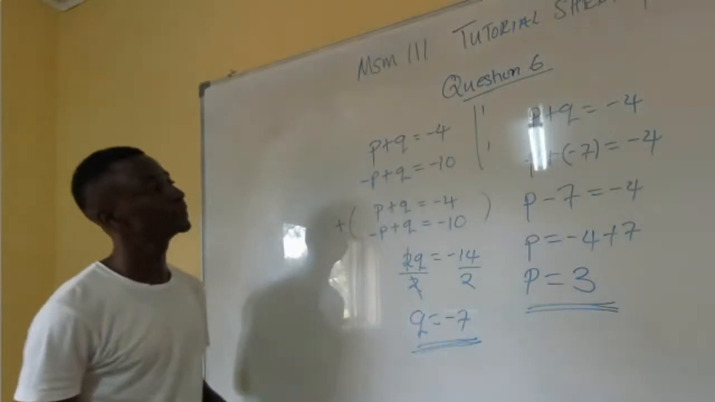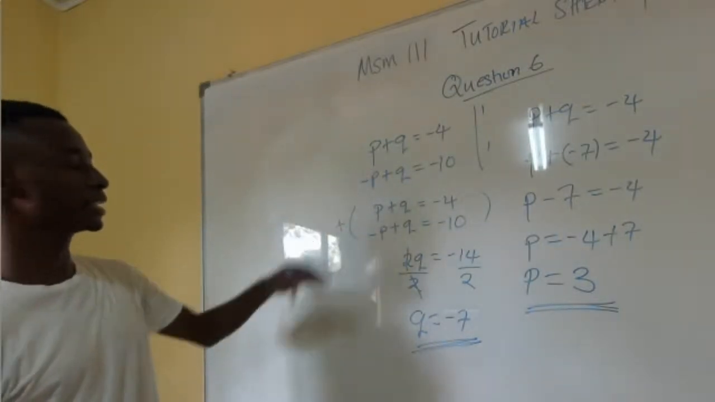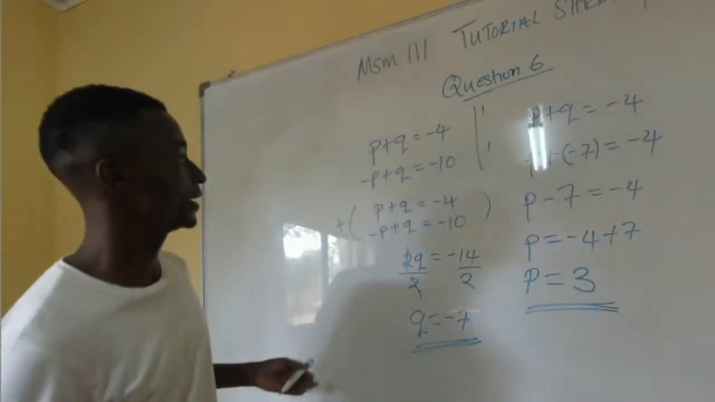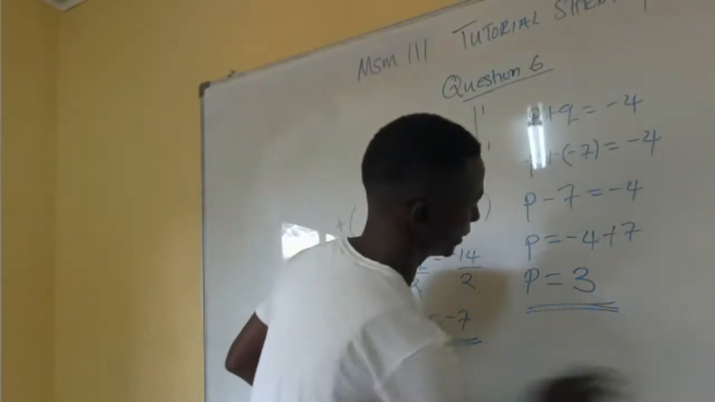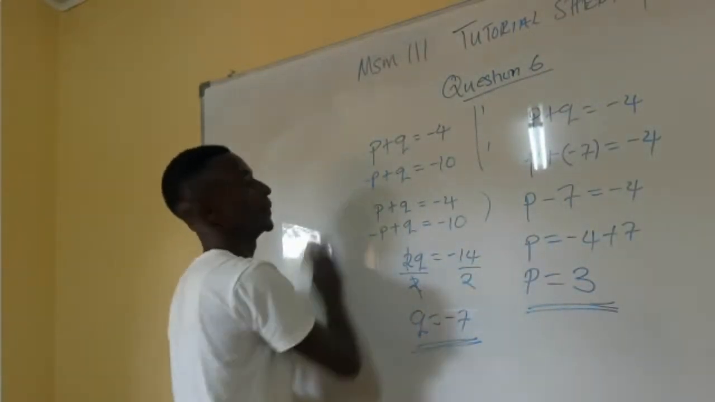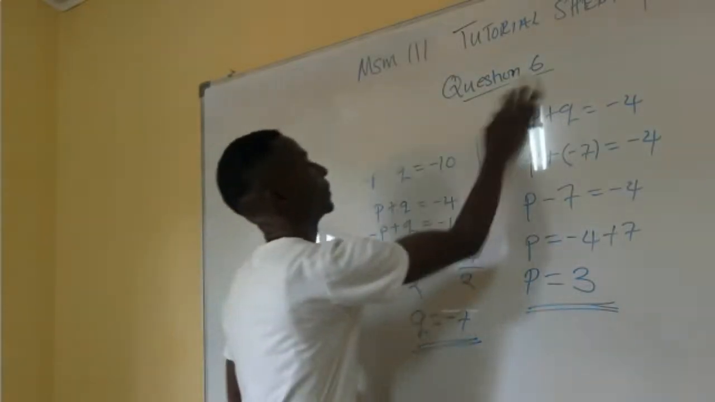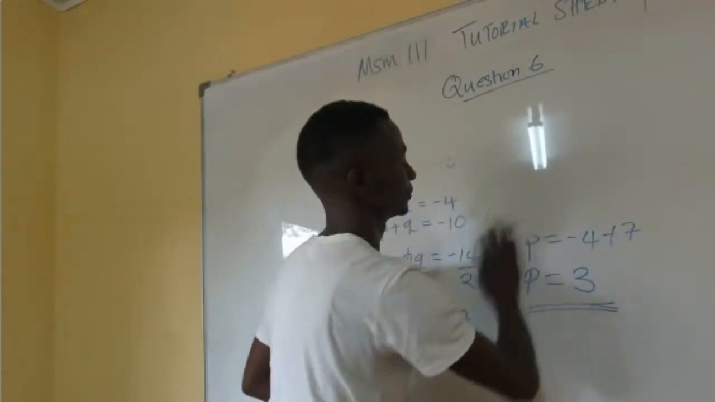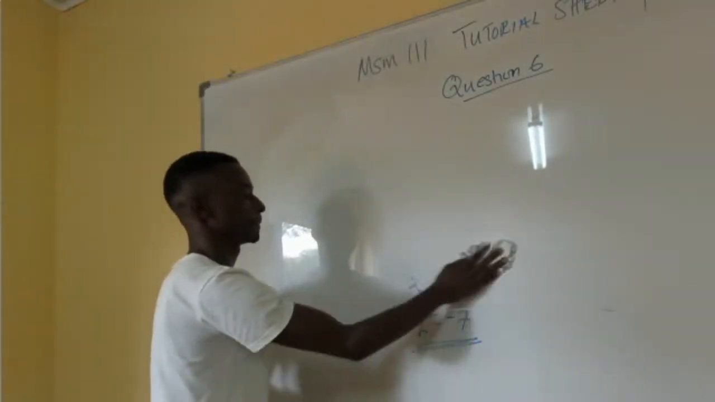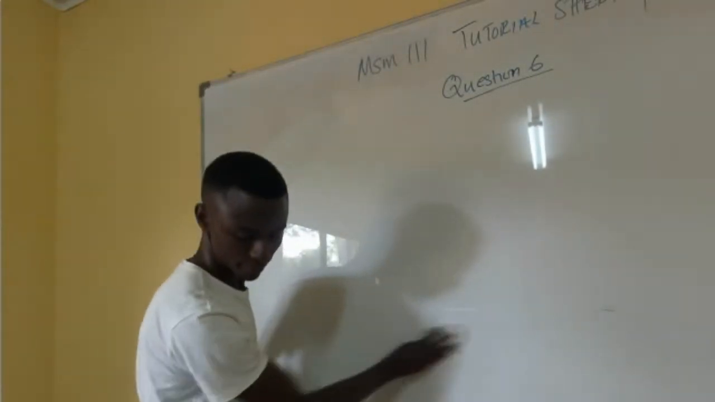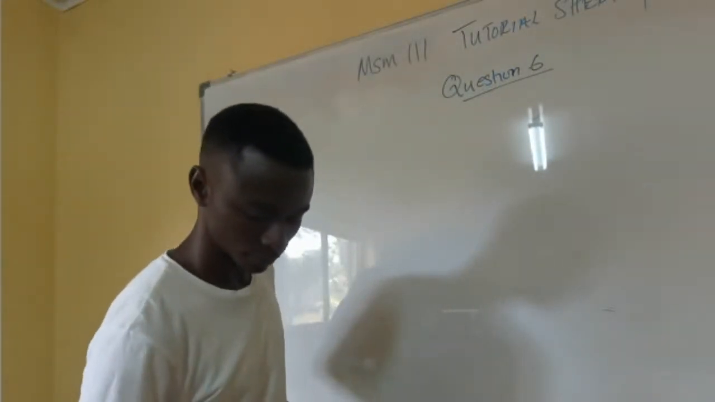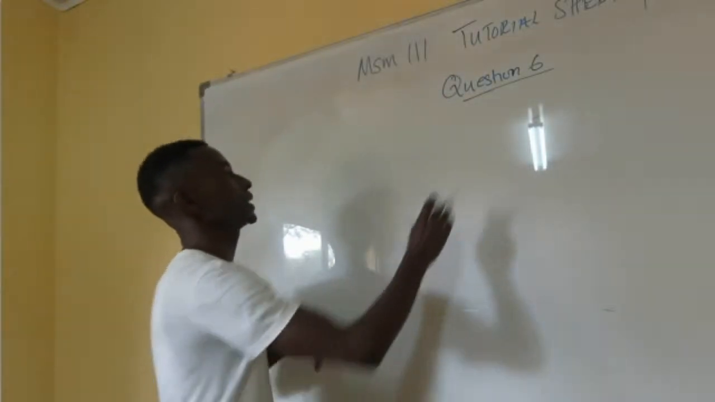So let's continue. So that's question 6. It means we've solved for Q and P. If I think it is clear, let's proceed. Question 7.